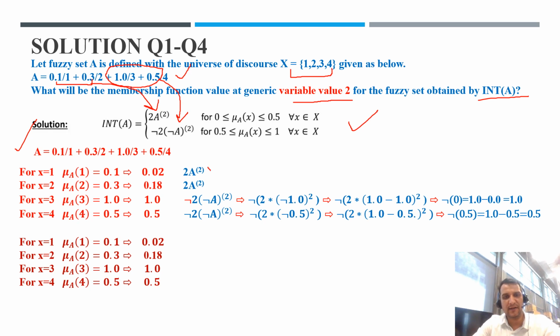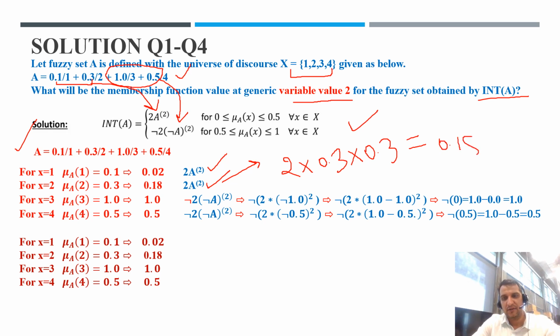So we just have to evaluate 2A raised to the power 2. So 0.1 multiplied by 0.1 is 0.01, and multiplied by 2 is 0.02, right? For 0.3, how do we evaluate this? 2A square means 2 multiplied by A square. A square means the membership of that particular value, 0.3 multiplied by 0.3. In this way we will evaluate this one, so this comes out to be equal to 0.18.